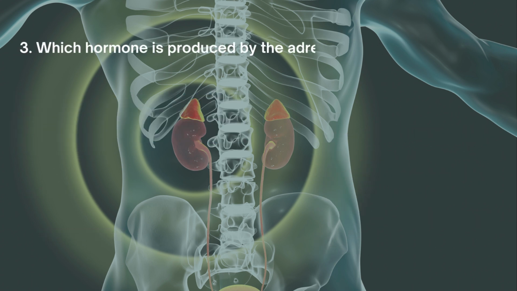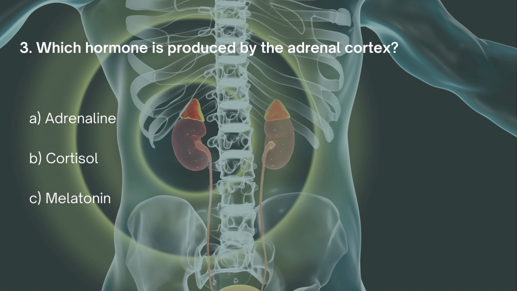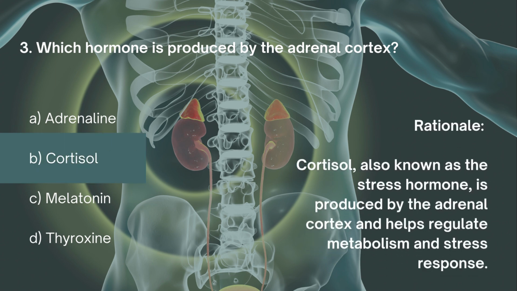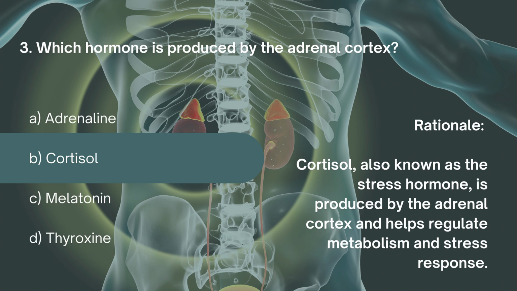3. Which hormone is produced by the adrenal cortex? A. Adrenaline. B. Cortisol. C. Melatonin. D. Thyroxine. Rationale: Cortisol, also known as the stress hormone, is produced by the adrenal cortex and helps regulate metabolism and stress response.